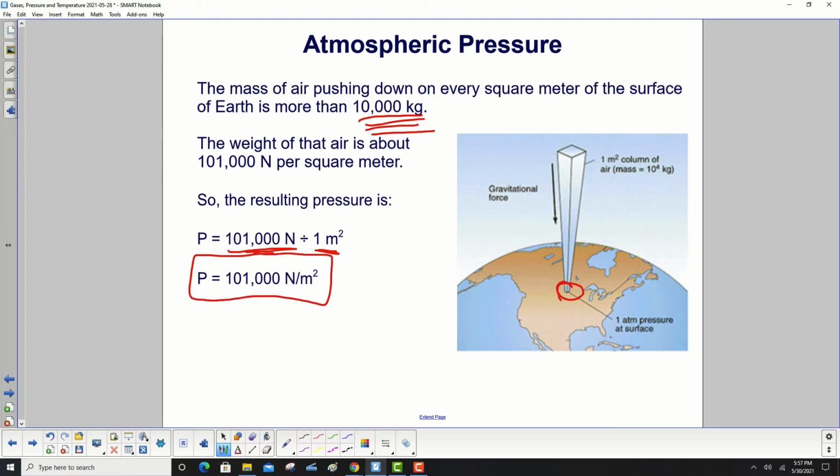So here's your square meter here on the Earth. Here's the square meter up to the top of the atmosphere. Okay, then outside here is space. And then the value of this entire mass here, that's the 10,000 kilograms, and the pressure on the surface of the Earth is 101,000 newtons per square meter, and that's also called 1 atmosphere.